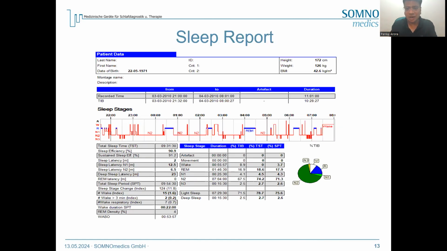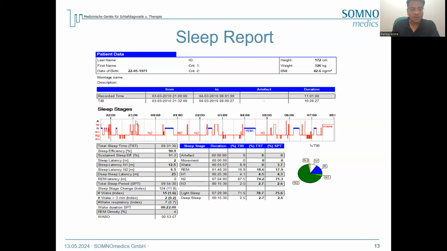So now this is how the sleep report looks. It will show you recorded time. Recorded time in this case was 11 hours, but the time in bed, when we switched the lights off and told the patient to sleep, was much less. It is 10 hours, 28 minutes and 27 seconds.